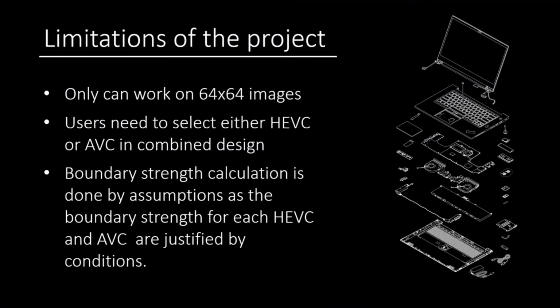The limitations of the project are that the design can only work on a 64 by 64 image, and the user needs to select either HEVC or AVC in the combined design instead of producing two output images at the same time. Boundary strength calculation is done by assumption, as the boundary strength for HEVC and AVC are each justified by condition.